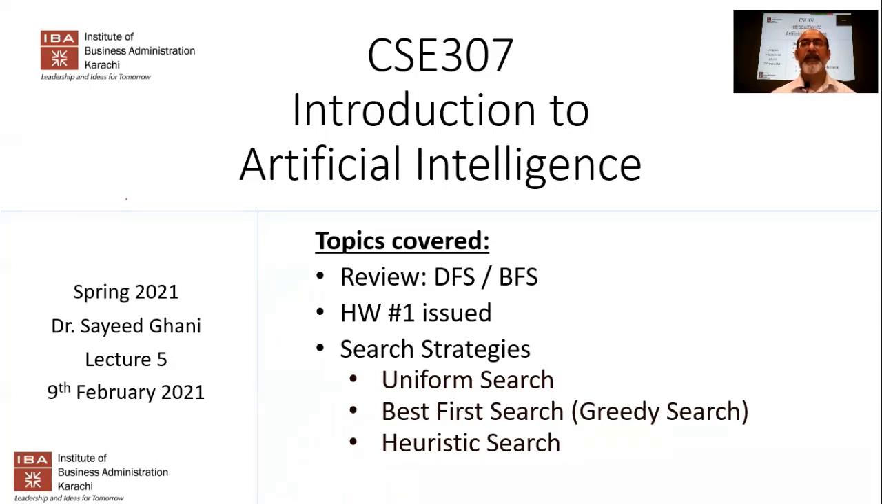And then we'll continue with the search strategies. We looked at DFS, BFS, which were uninformed searches. We'll continue with uniform search, which is also an uninformed search. And then we'll talk about informed searches, and we'll talk about two of those examples, the best first search algorithm, which is also referred to as a greedy algorithm, and also the heuristic search, okay?